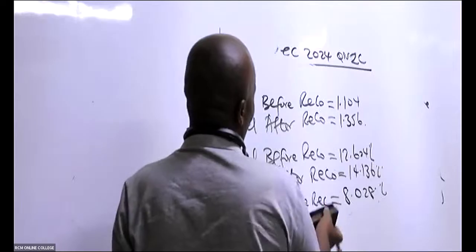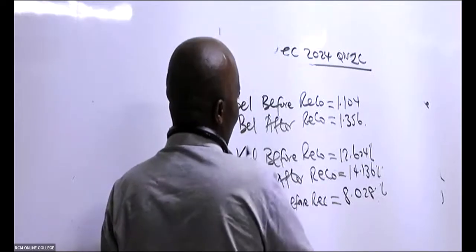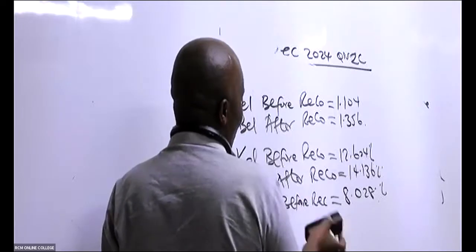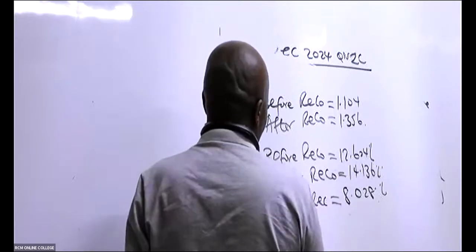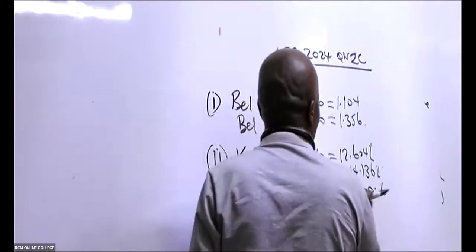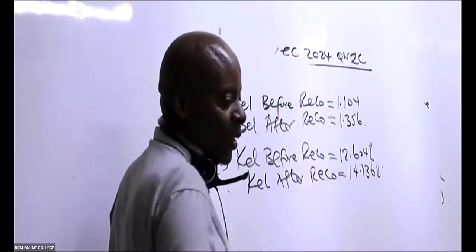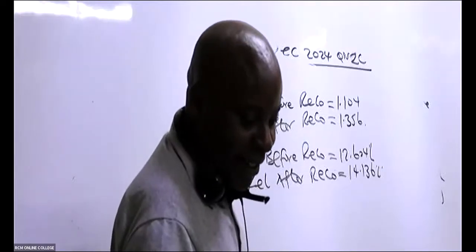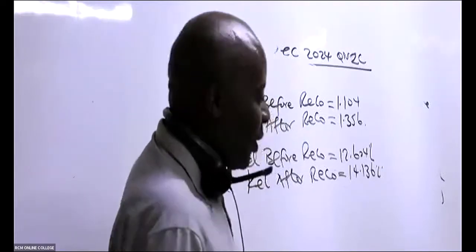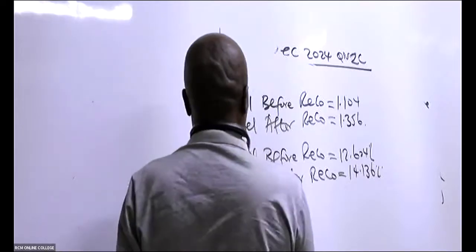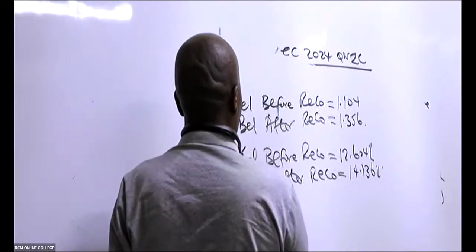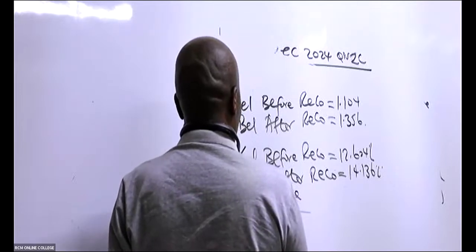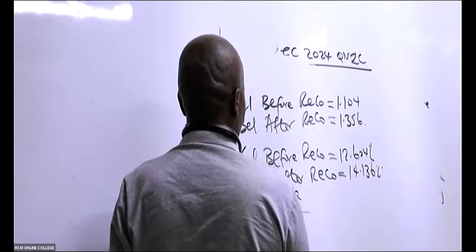So the Bell before reconstruction 1.104, no problem. Bell after reconstruction 1.356, no problem. KEL before, no problem. KEL after, no problem. The only place we have a problem is in getting WACC. So WACC before reconstruction. First of all, give us the weights.